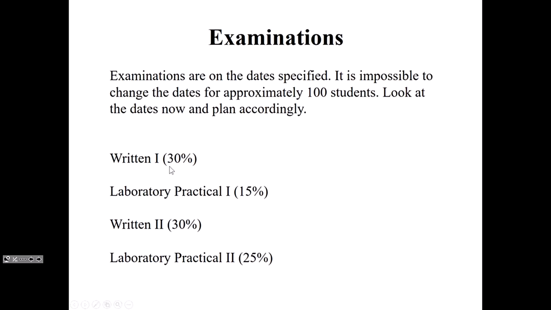So the written is worth 30% of the total, the end of year exam. The first lab exam is worth 15%. It gets you kind of used to what to expect in the lab exams. The second written is also worth 30%, and the second practical is worth a little more, 25%. And the second practical is also cumulative. In other words, it may have questions in there that you learned in the first half, okay? So that's the breakout of the exams, and that adds up to 100%, okay?